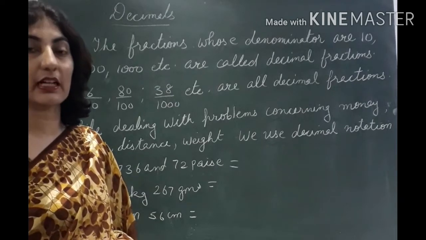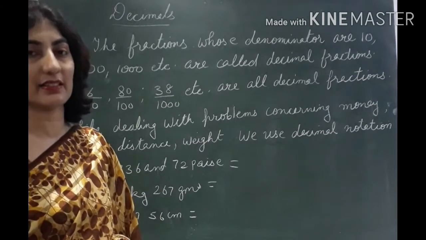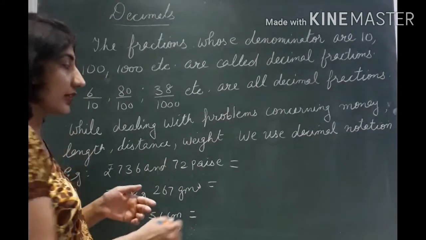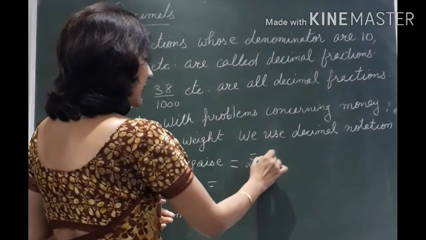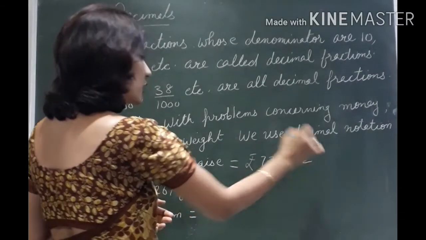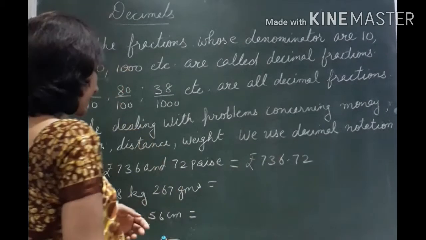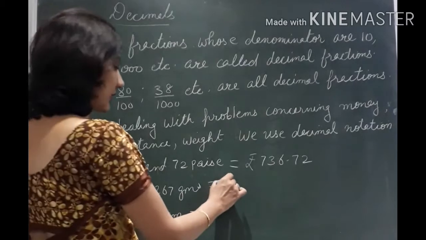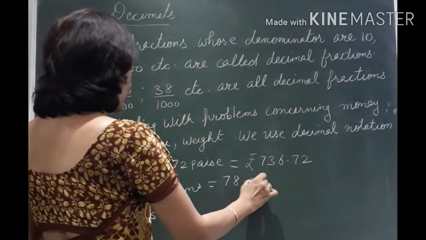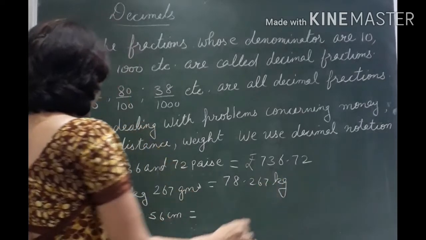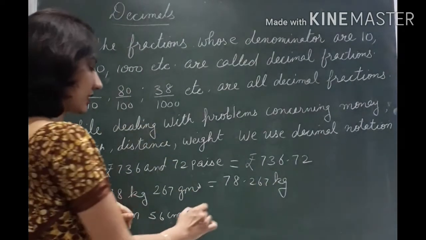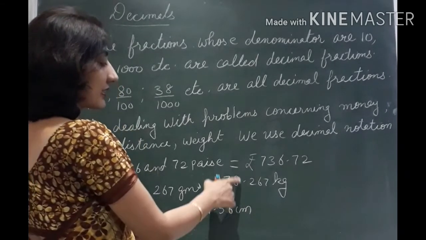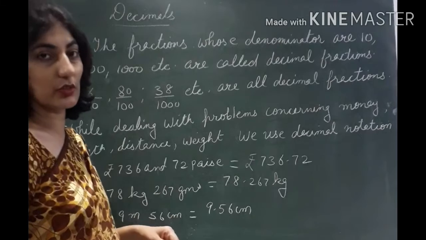we write regarding money, weight and distance, we write in decimal. If I say rupees 736 and 72 paise, how will I write it in decimal? It will be rupees 736.72. If I have to write 78 kilograms 267 grams in decimal, it will be 78.267 kilograms. Then 9 meter 56 centimeter can be written as 9.56 meters. Now how I am writing these in decimal, this we are going to learn today in this lecture.